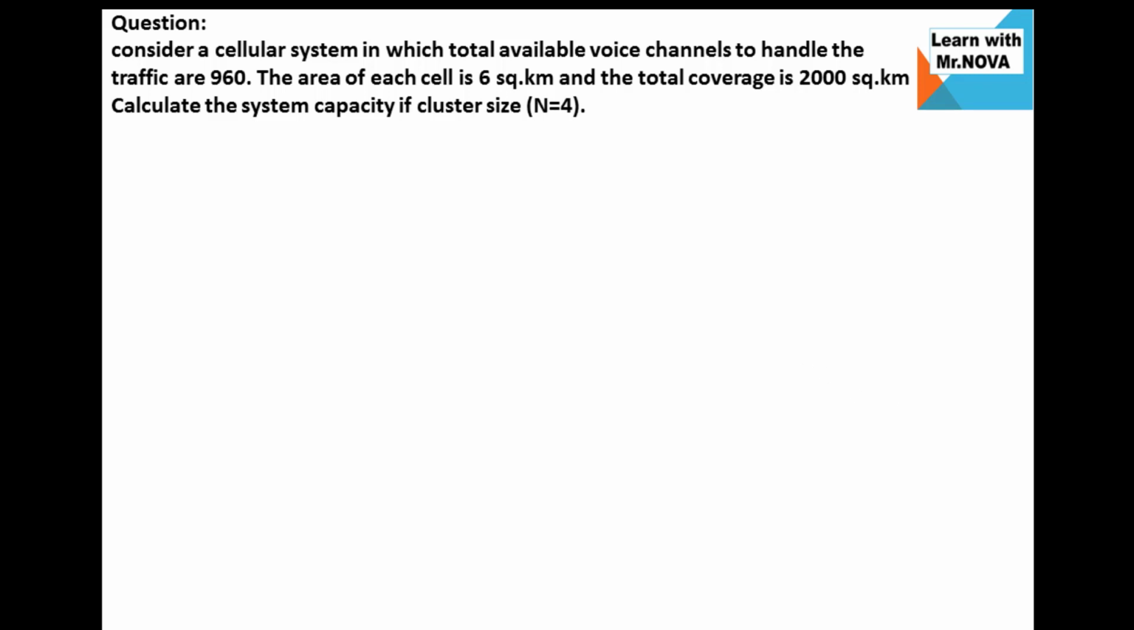We have been given a question here. Consider a cellular system in which the total available voice channels to handle the traffic are 960. The area of each cell is 6 kilometers square and the total coverage area is 2000 kilometers square. Calculate the system capacity if the cluster size is 4.